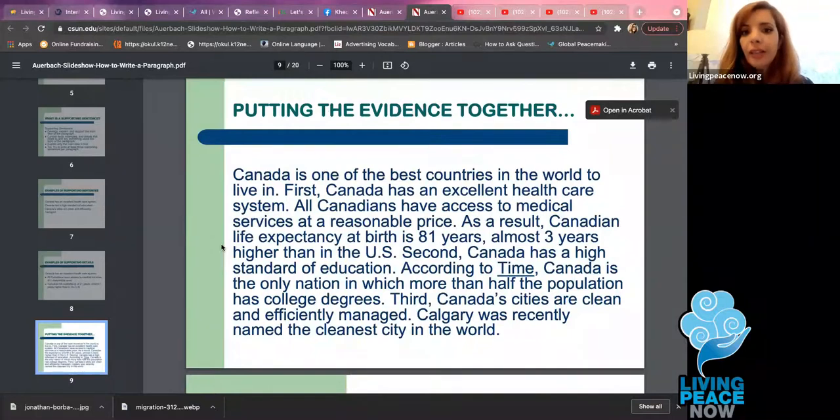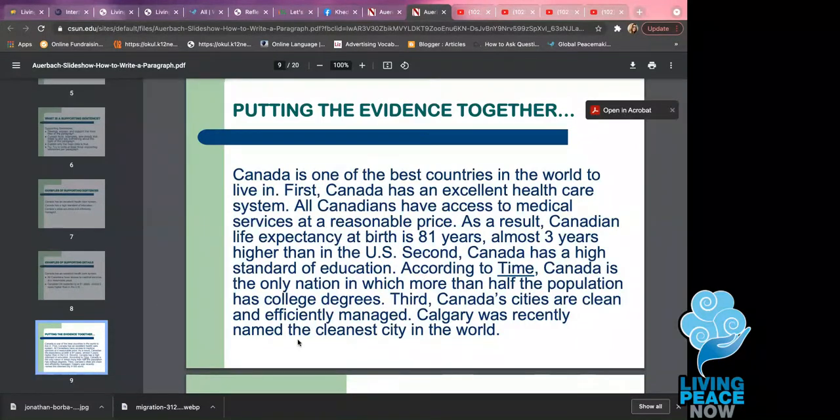And at the end, putting the evidence together. Could you go and read the paragraph? Who would like to read the paragraph? Me. Go ahead, Halima. Go ahead. Welcome.